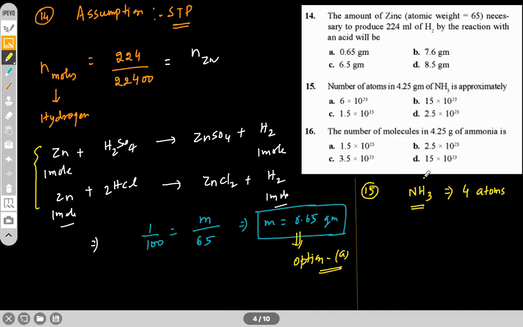So if you find the number of molecules, that number into 4 gives you the number of atoms. So we need to find the number of molecules first. For the number of molecules, we have to find the number of moles, because 1 mole equals Na molecules. So the number of moles of NH3 equals mass, 4.25, divided by the molecular mass of NH3, which is 17.